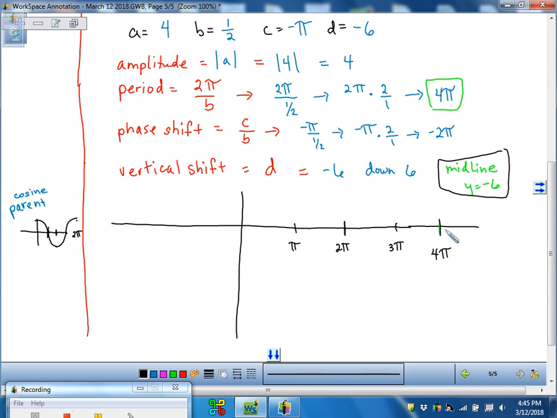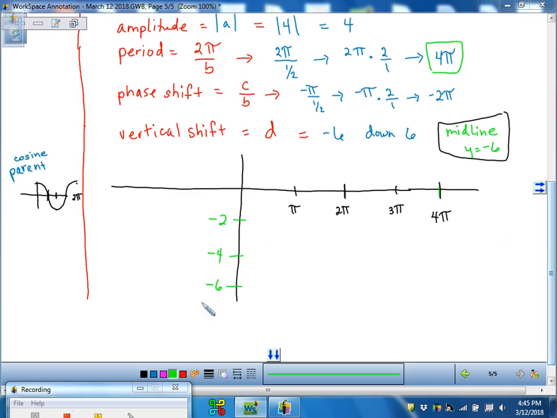So start by dividing it into 4 sections. Now figure out where your midline is. Midline is at -6 for y. So I'm going to go down to -6. I'm going to count by 2's, just so it doesn't take forever to get there. So -6 is located there.